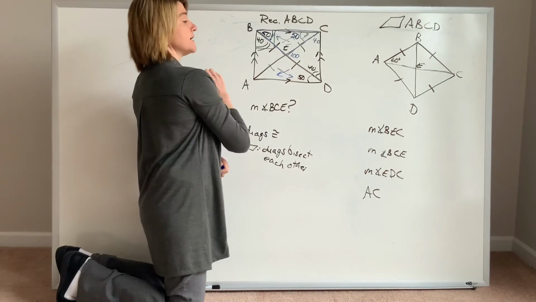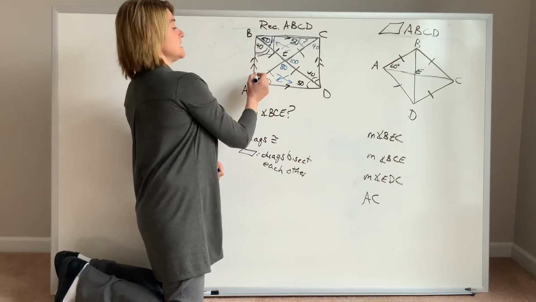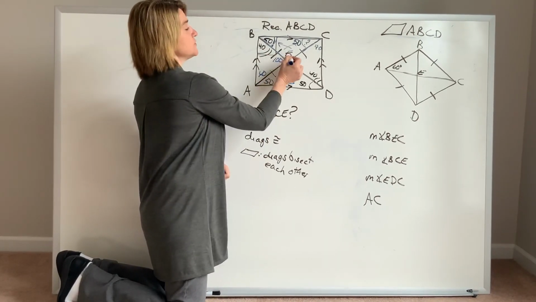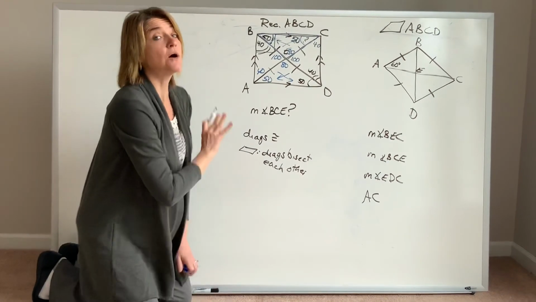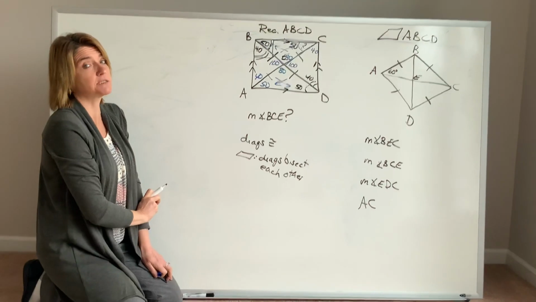Here, I have another isosceles triangle, giving me 80 degrees in the middle. Here, my final isosceles triangle, giving me 100, and I'd have an 80 in there. So every single rectangle will always contain four isosceles triangles.